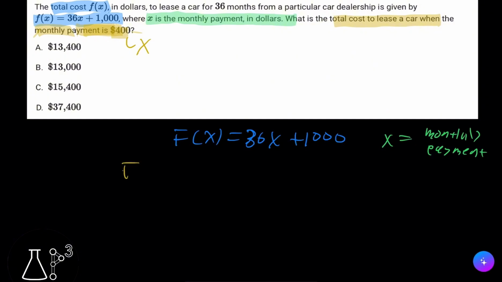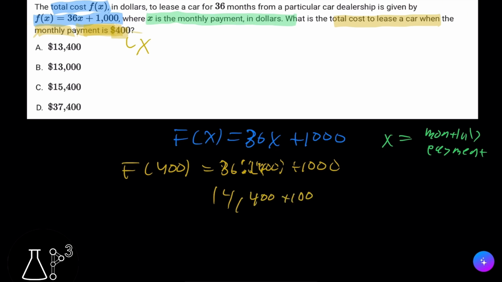So f of 400 equals 36, and then the x is changed to 400, and then plus 1,000. So if I do 36 times 400, I'm going to get 14,400 plus 1,000, and that equals 15,400. And that is our answer, C, being the total cost of the leased car when the monthly payment is $400, or when x is $400.